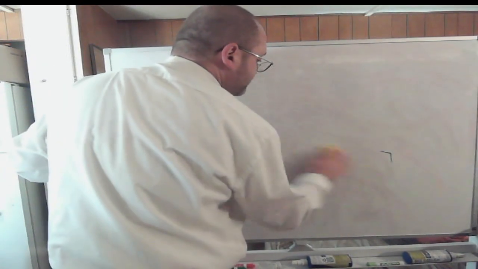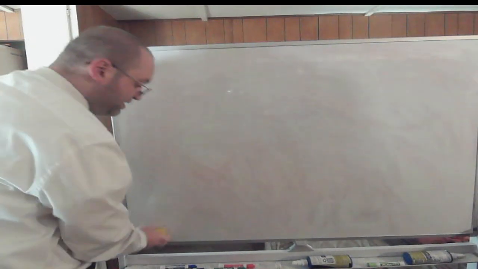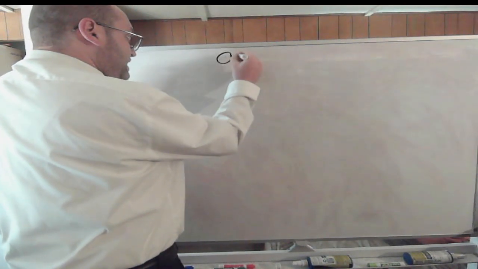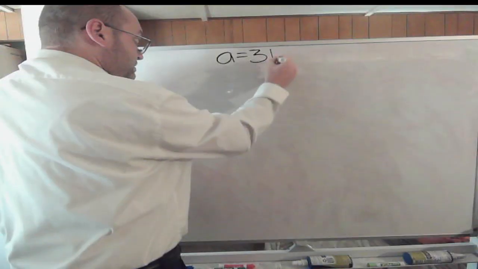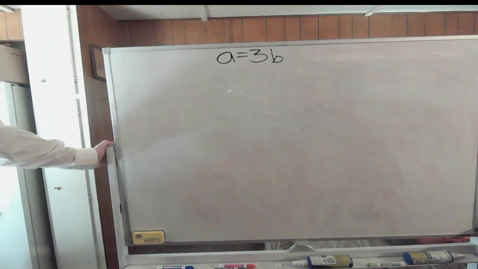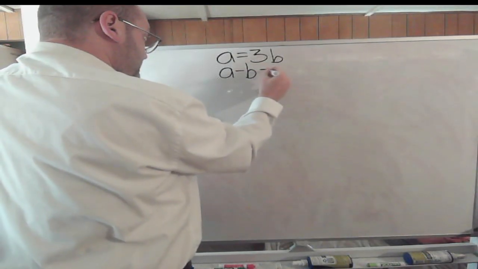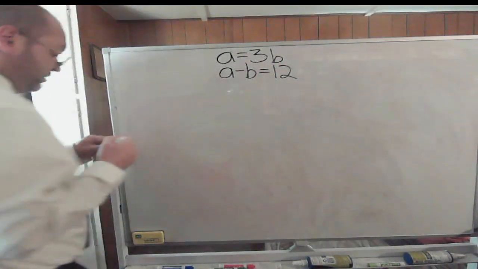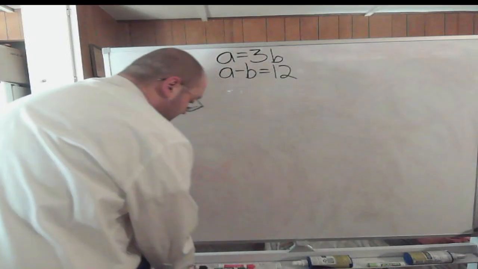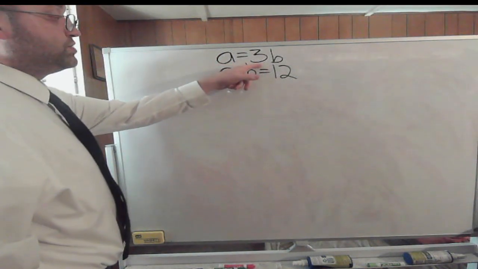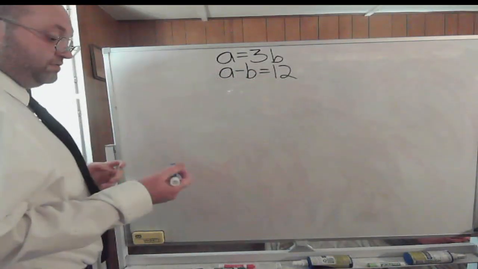Sometimes substitution method's not the most ideal for some systems of equations, and in the coming lessons we'll see why that is. Okay, sometimes you don't have just x and y, you'll have a equals 3b. So you got a equals 3b to start with. Then you have a minus b equals 12. So once again, we got two equations, a system of equations, a equals 3b and a minus b equals 12.